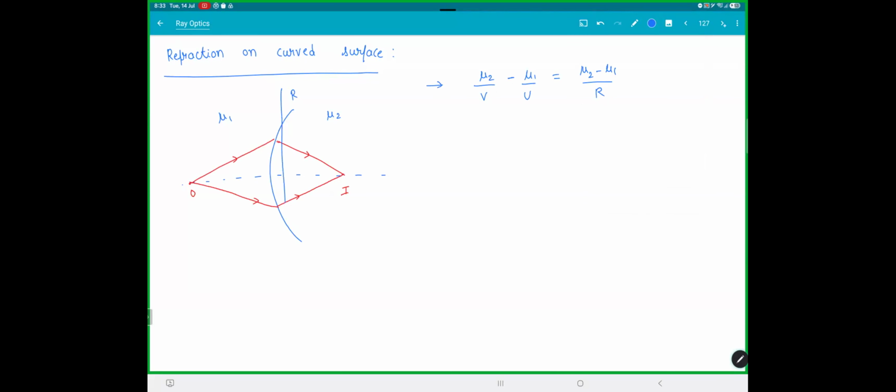If this curve becomes a straight line, then what becomes R? R becomes infinity, isn't it? The radius of curvature of an infinite line or a straight line is infinity. That means this right side term will become 0. Then this will become the apparent depth formula, if you see. So on a curved surface, if you make R infinity, it becomes the apparent depth.